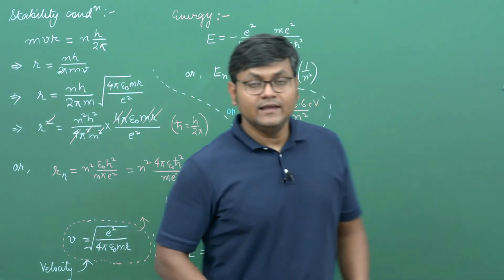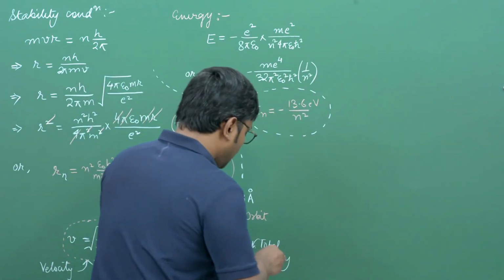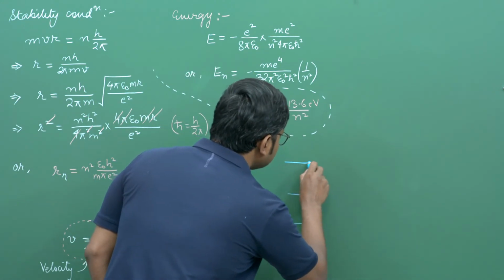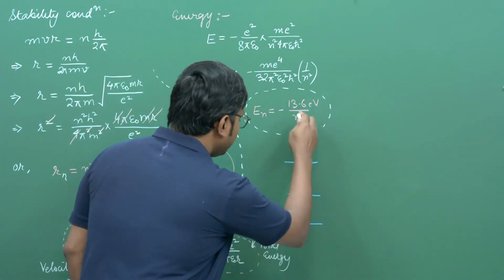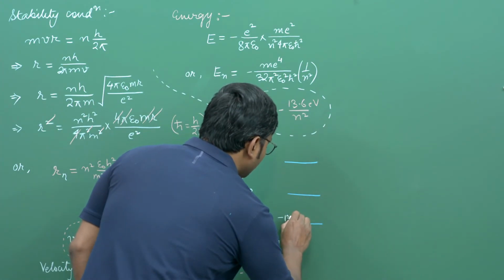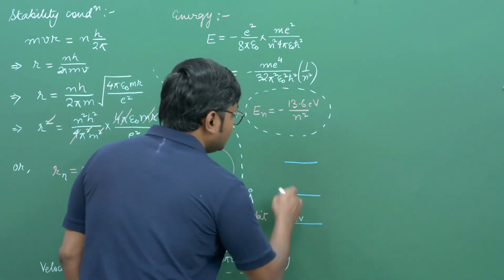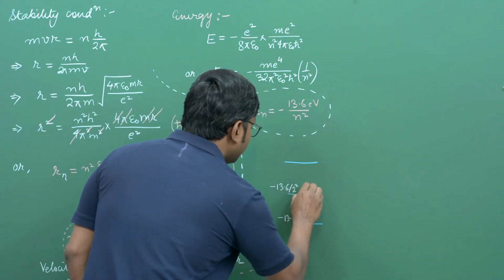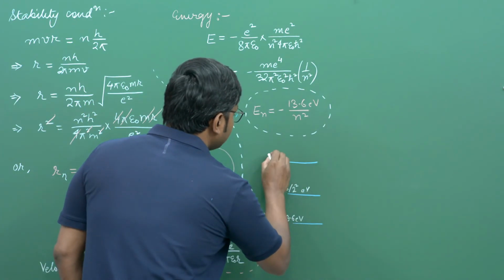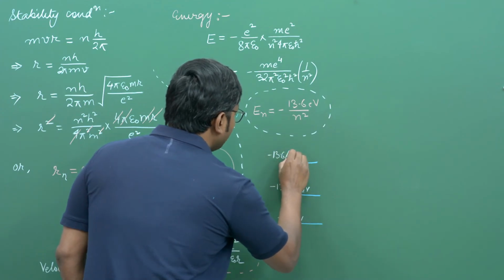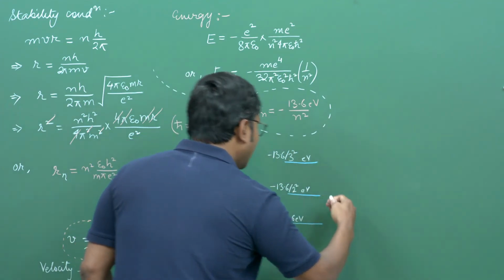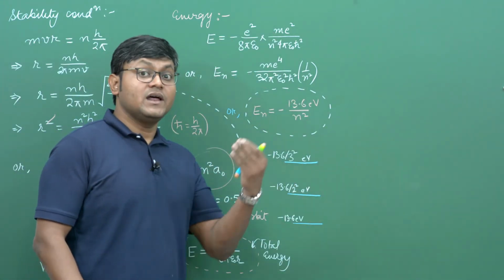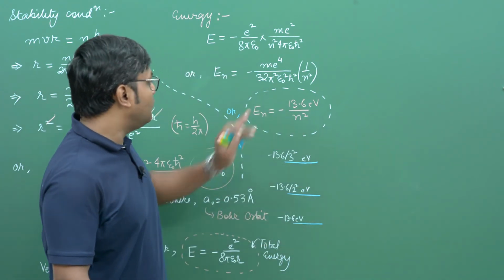So if you look at the various energy levels, let's suppose you have the ground state, the first excited state, the second excited state, and on and on. The ground state has an energy of minus 13.6 electron volt. The first excited state has an energy of minus 13.6 upon 2 square electron volt. The second excited state has an energy of minus 13.6 upon 3 square electron volt, and on and on. So you can see that the energies of these allowed stationary orbits go according to 1 upon n square.